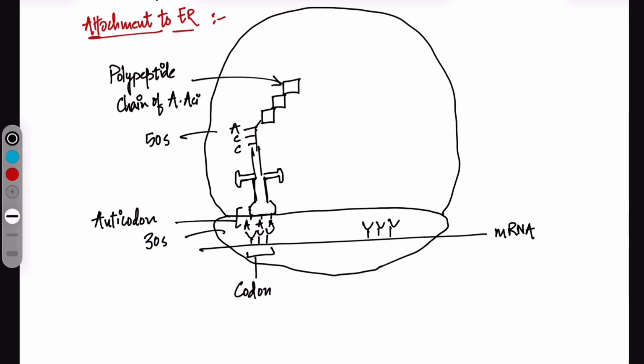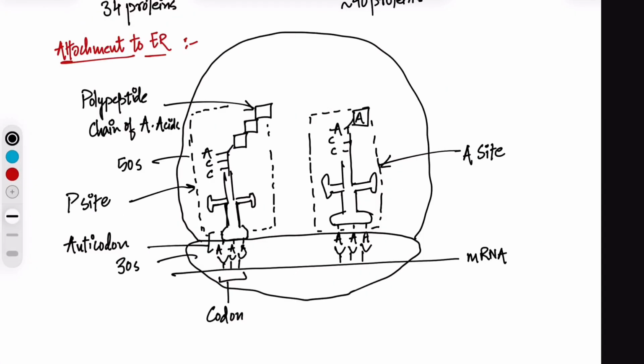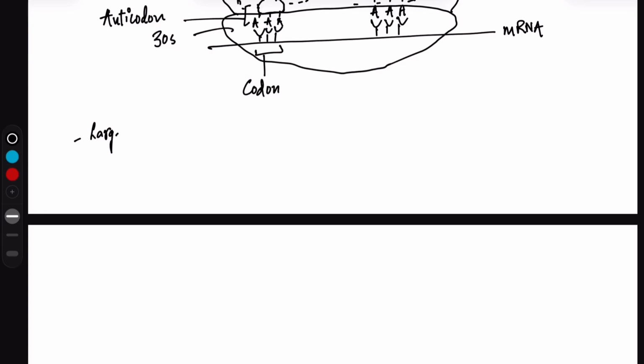These are the anticodons, complementary to the codons present on mRNA. Now on the A site, another tRNA is present. So here another tRNA is present on the A site, where the first polypeptide is made of 3 codons. So it is the A site.